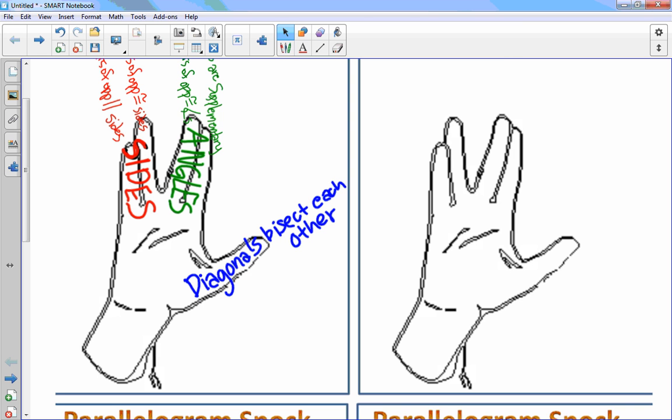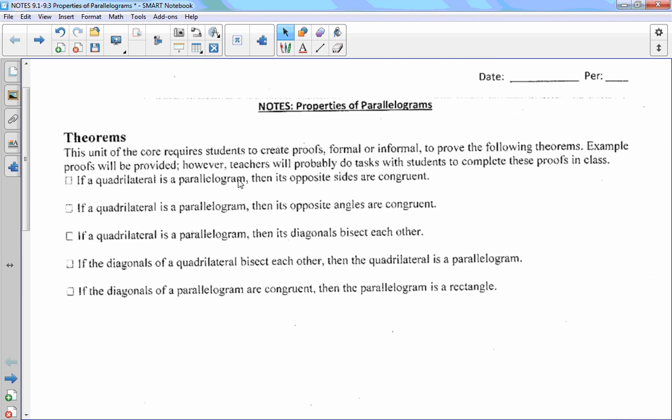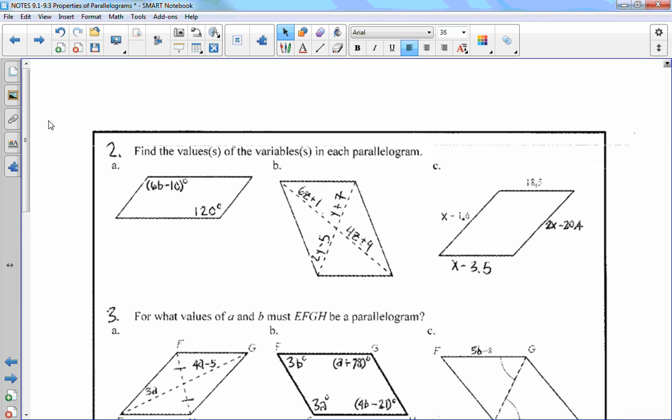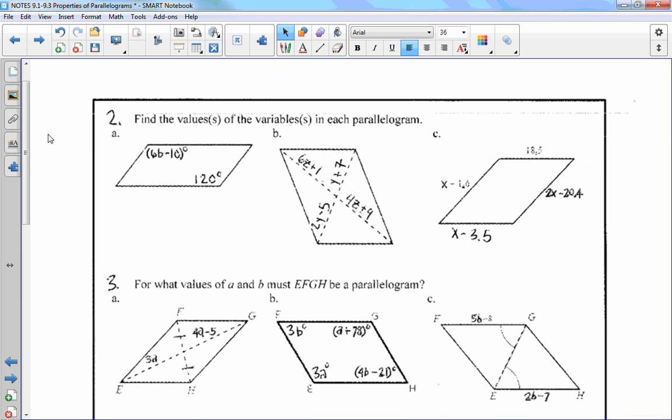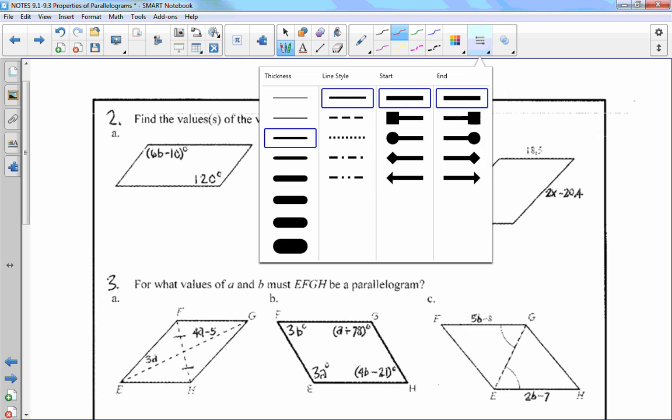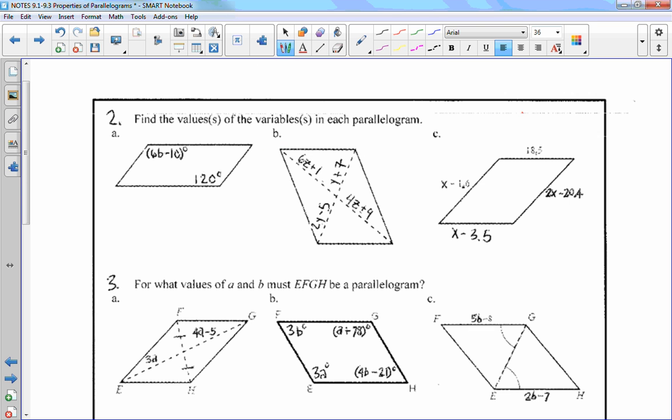Diagonals bisect each other. Okay? If you flip your note paper over to the back, we're going to use this knowledge to find these. Now, we're going to take number 2 and number 5, and maybe one on number 3. Number 2: find the values of the variables. It tells you it's a parallelogram, so we use all the properties of parallelograms.